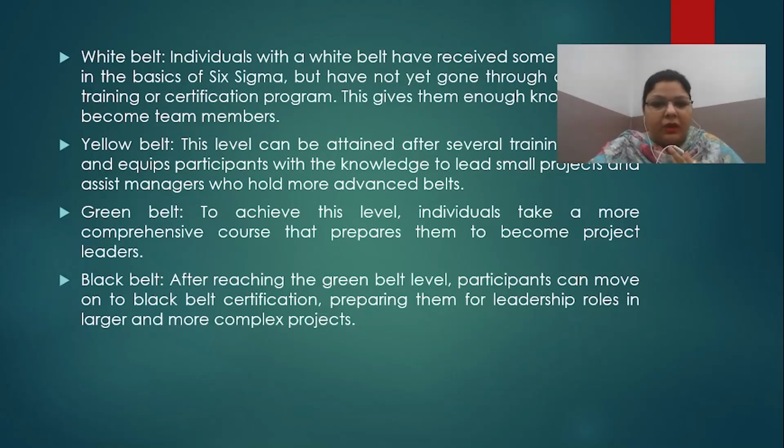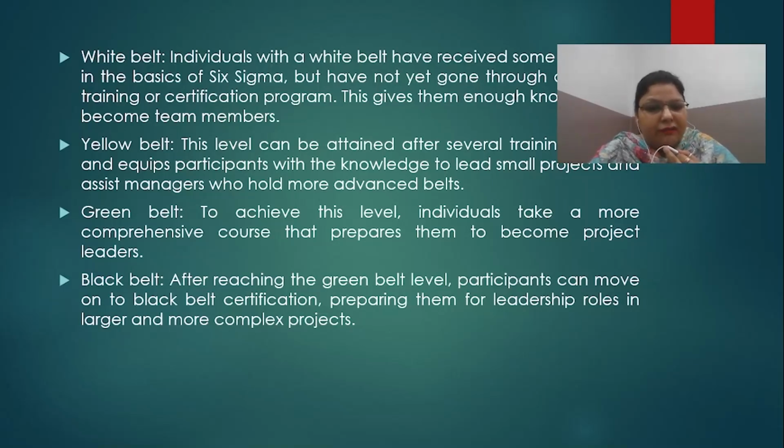Six Sigma. Number one, to achieve this level, individuals take a more comprehensive course that prepares them to become project leaders. Here, the personnel are working for project leadership and to improve the overall quality of the organization. They are working for that, and they launch some training programs for other individual members in the organization. Next is black belt.